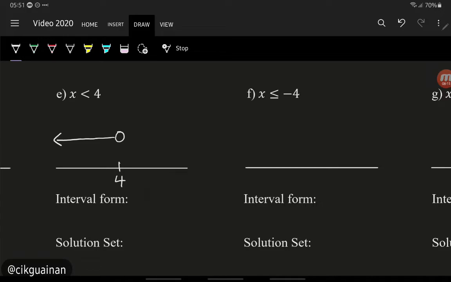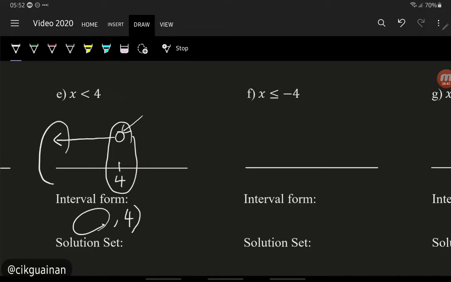Now for interval form, as I said, in the interval form we have a comma in the middle, and then we have a value on the right hand side, and we have a value on the left hand side of the comma. Now let's put what we know first, which is 4. So this 4, we have over the right hand side, and then 4 is not included because of this. So like this. Now how about this part?